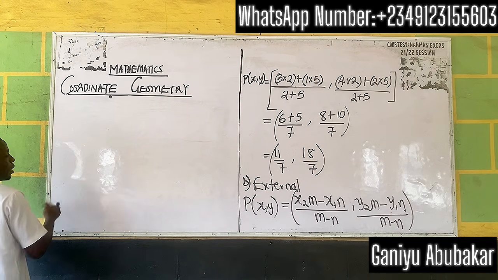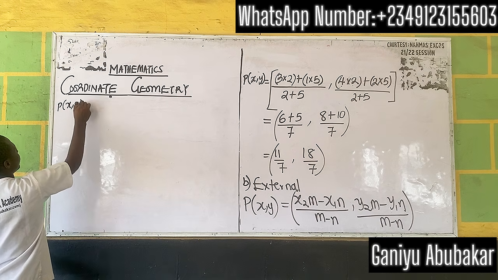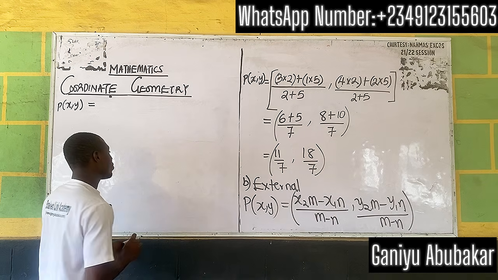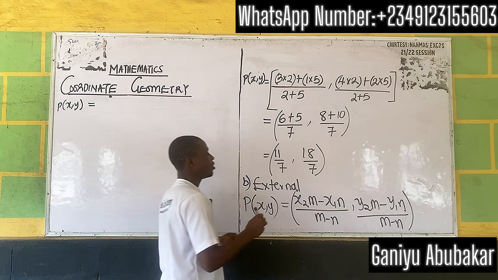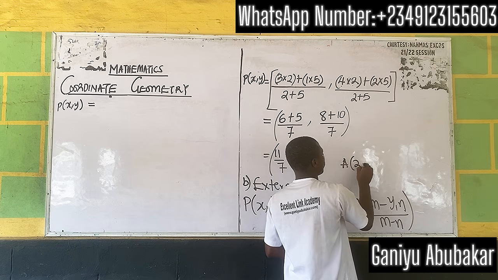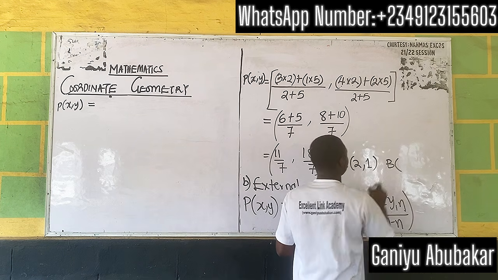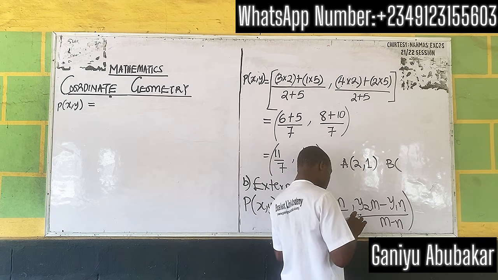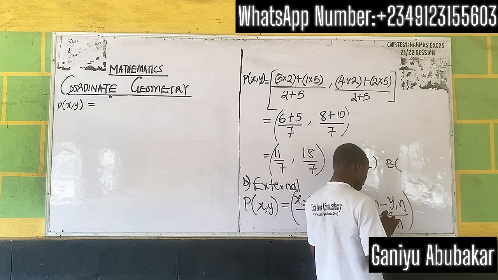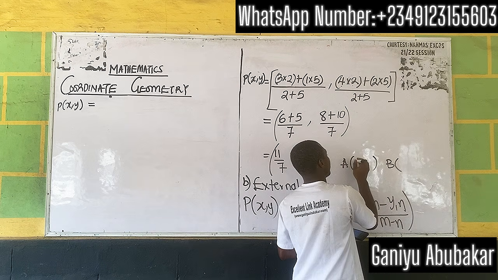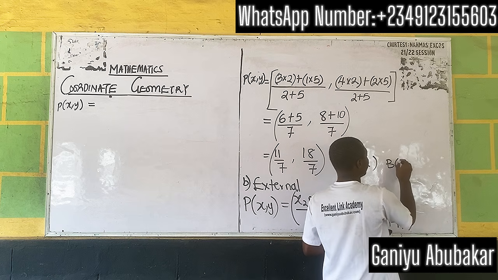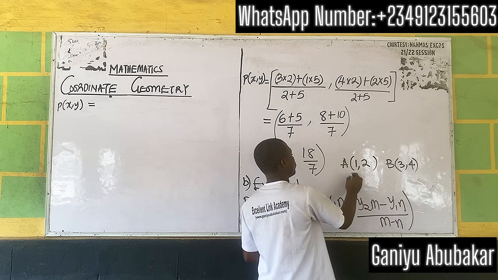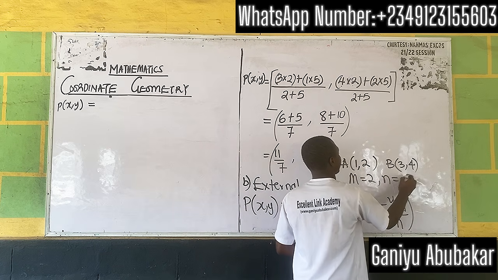For externally, my point P of x comma y will be equal to x2m. What's x2? What's the coordinate? I think on the board, A is 1 comma 2, please, and then B is 3 comma 4. And we said m is 2 and n is 5.